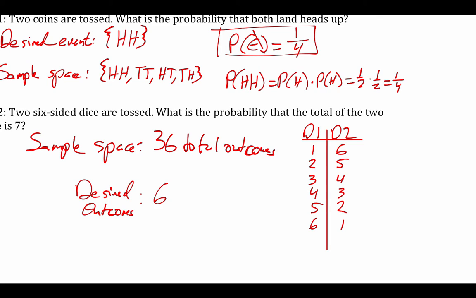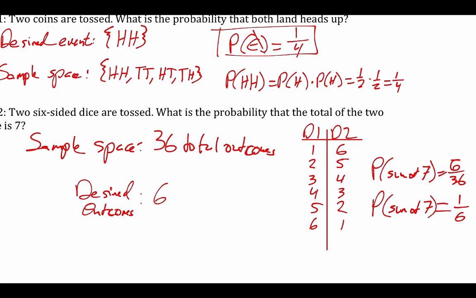So, the probability of a sum of 7 is 6 desired outcomes out of 36. And of course, we can reduce that to 1 out of 6. So there's a 1 out of 6 chance if you roll 2 dice that you roll a 7. If you've ever played the game Settlers of Catan, or now it's just called Catan, that 7 plays a prominent role because of how likely it is to happen. It's the most common outcome.